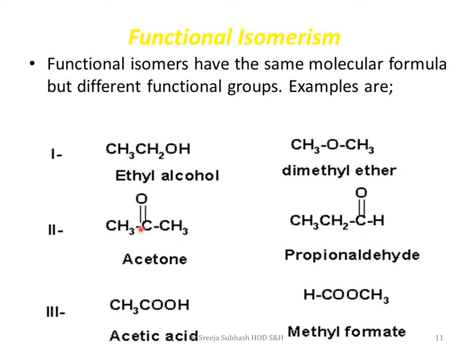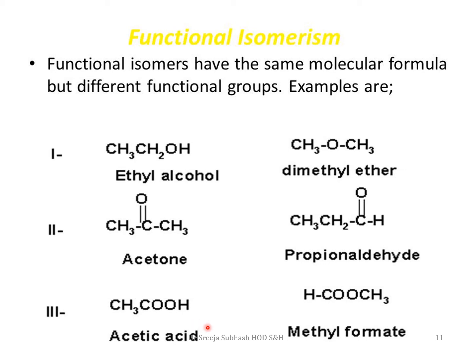One of the CH3 is coming over here, and you get an aldehyde, propionaldehyde. It's a combination of ketone and aldehyde. Ketone-aldehyde combination usually gives you a functional group isomerism.